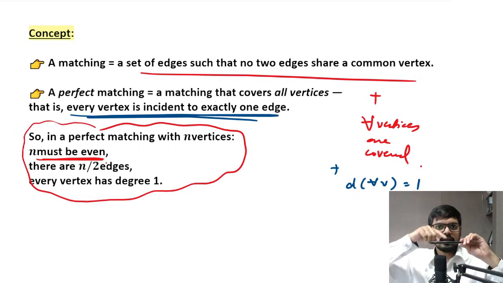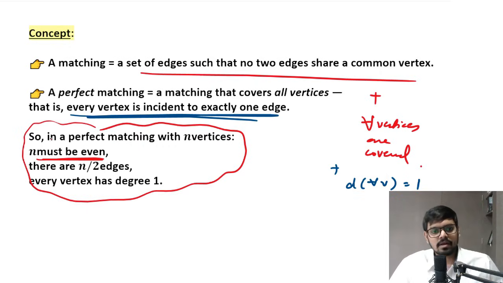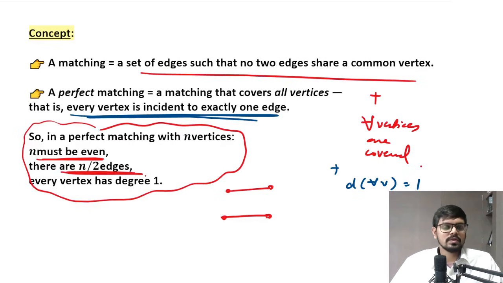So obviously one edge will create two vertices, therefore every edge creates two vertices, therefore n must be even. There are n by 2 edges, and very obvious, if I have 4 vertices, then one edge this, one edge this. This cannot be done since degree 2, this cannot be done since degree 2. Therefore, if 4 vertices are there, then 2 edges are created. N by 2 edges will always be created. And every vertex has degree 1, very obvious.